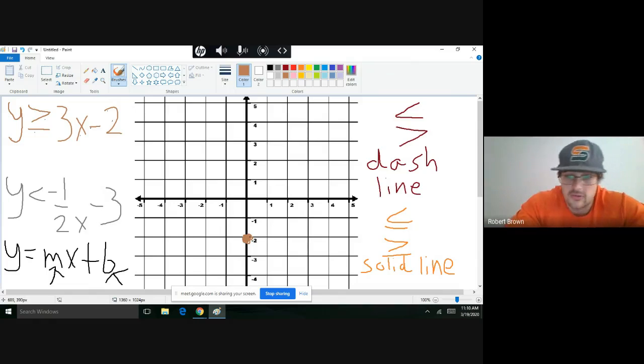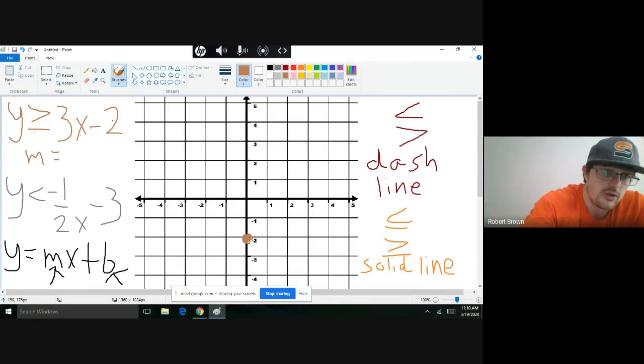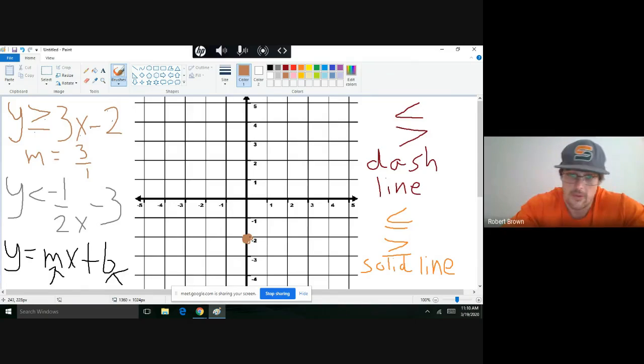Now the slope is 3. Remember, if it's just a whole number or integer, when you think about that as a fraction for your rise over run, any whole number is over 1. So you can think of the slope as m equals 3 over 1. That means I'm going to go up 3, 1, 2, 3, because it's positive, and then to the right 1. I can go ahead and make 2 points if I want.